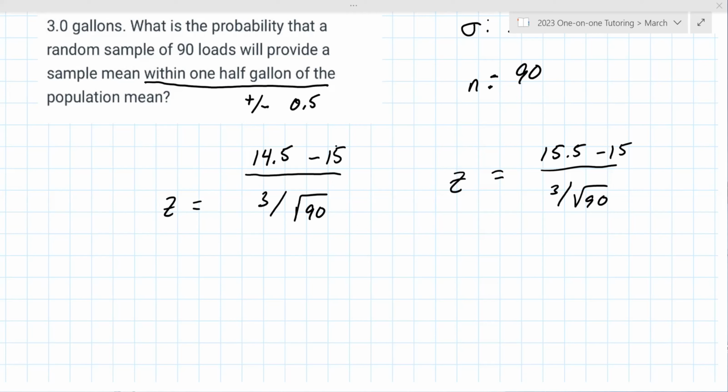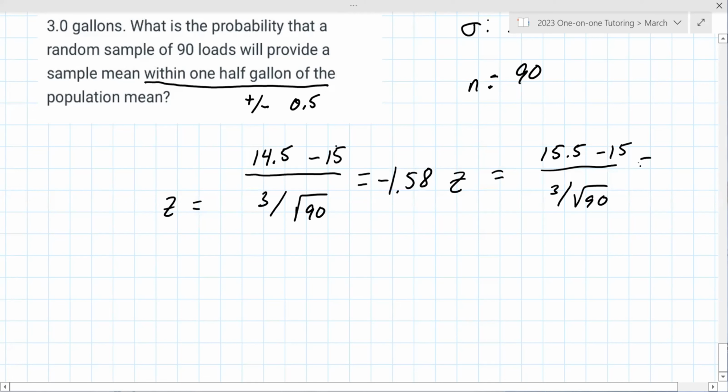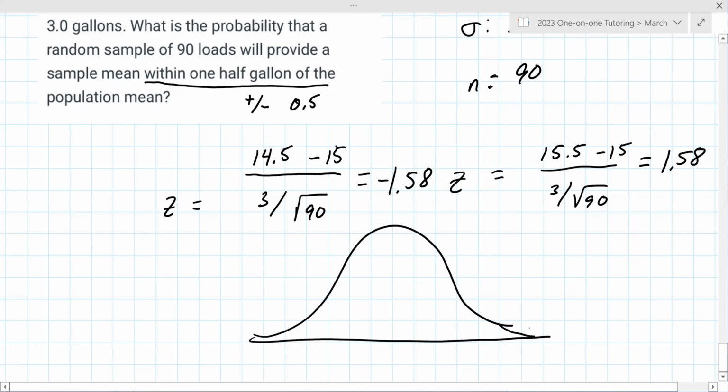Okay, so I got negative 1.58. And then this is probably going to be 1.58, right? Yes. Yeah, 1.58. Good. And the reason you do that is if you make an error in your Z, your next answer will be completely wrong. So it's worth checking here.